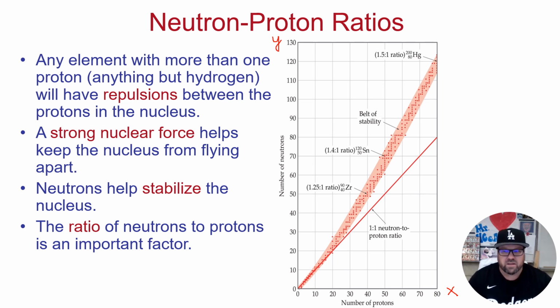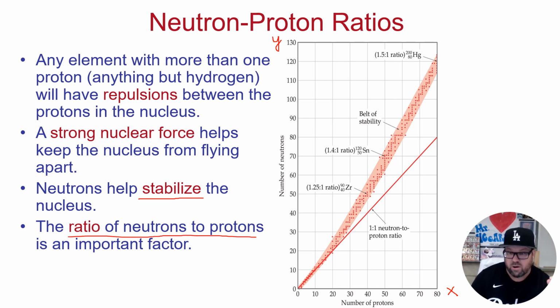Okay? Now, the idea here is any element with more than 1 proton, so anything but hydrogen, will have repulsion, right? So if you have 2 protons, helium, those protons now want to get away from each other, okay? Now, the strong nuclear force helps keep the nucleus from flying apart. And what this band shows us is the nuclei that are stable. So, what ratio of protons to neutrons allow stable nuclei for progressively larger elements to exist? Okay. Remember, neutrons help stabilize the nucleus, and the ratio of neutrons to protons is an important factor.